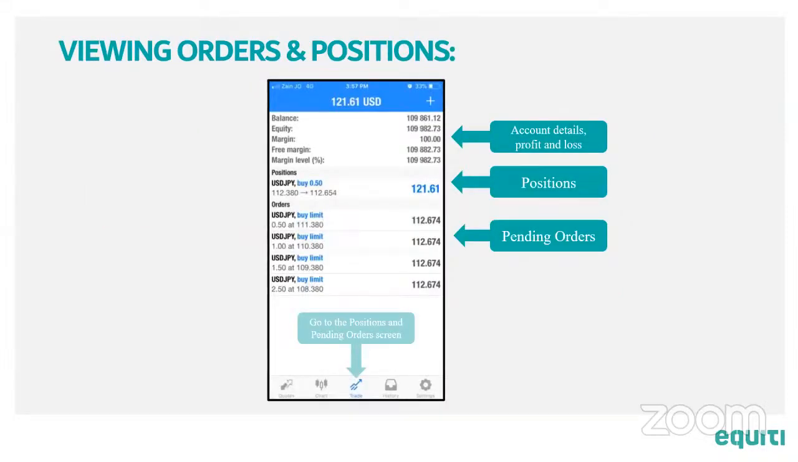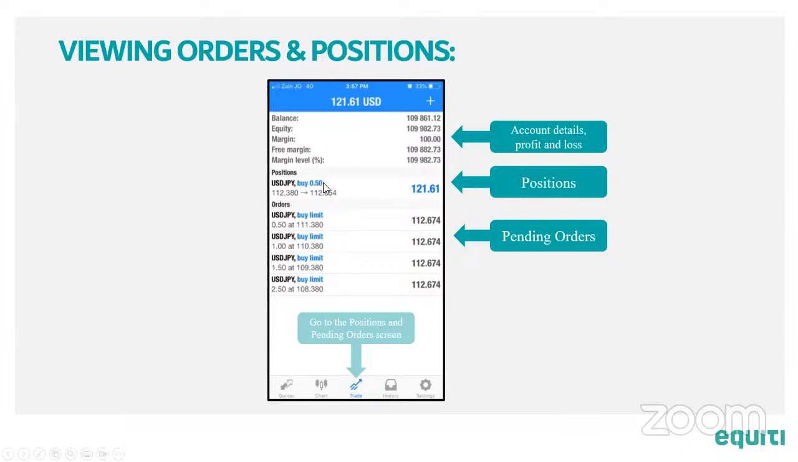So, viewing orders and positions, account details, profit and loss here. You're going to have your balance of the initial capital that you've pushed, and it's not just the initial, obviously, it also accumulates the profit and losses that you've taken. So let's say you put 100,000 and you made 9,000 profit. This is why it's 109,000. So it's basically your accumulated profit and loss. And then we have here the positions that you've taken.